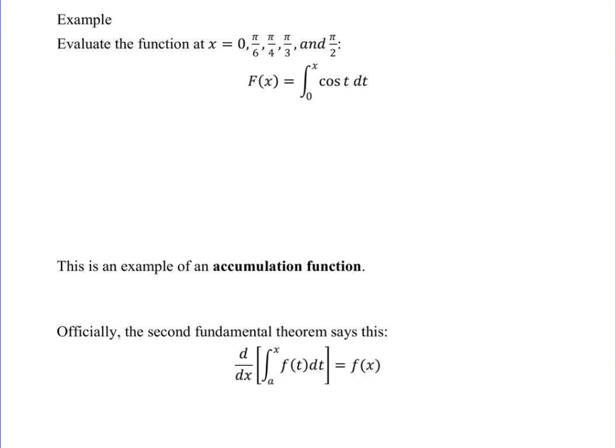So for example, we want to evaluate this function at x equals all of these upper limits. F of x equals the integral from 0 to x of cosine t dt. Notice that I have a t here and I'm integrating with respect to t. But then I'm going to substitute in 0 to x. So the result will be I'll have integrated it, but I'll have the variable x instead, and then I'm going to evaluate it at each one of these as we go along.